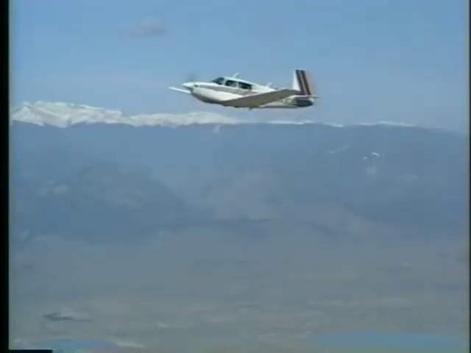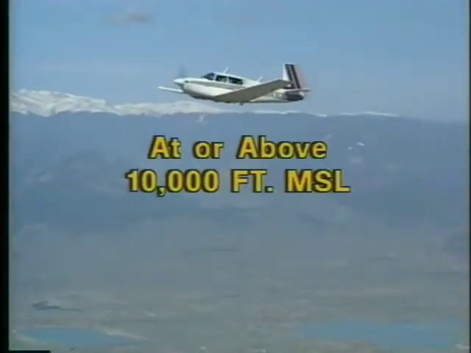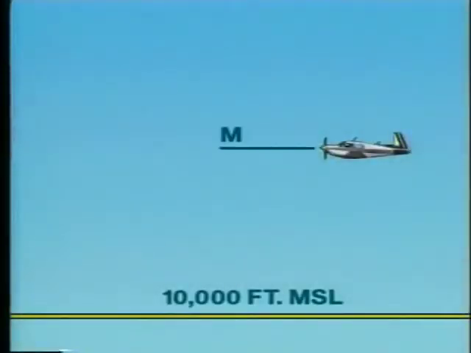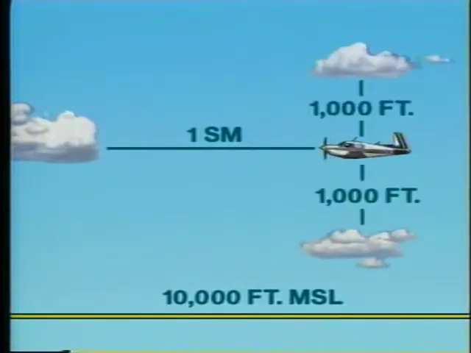When you fly VFR at or above 10,000 feet MSL and are more than 1,200 feet AGL, you're required to have a flight visibility of at least 5 statute miles. You must also have at least 1 statute mile horizontal and 1,000 feet vertical separation from all clouds.